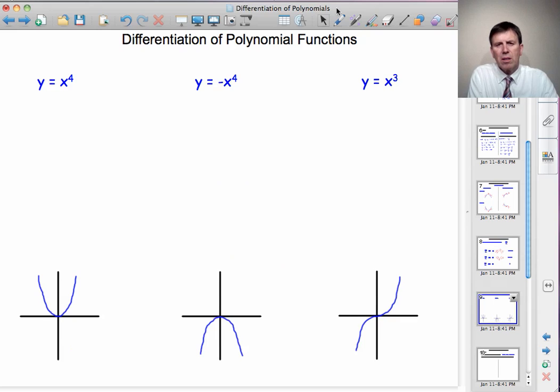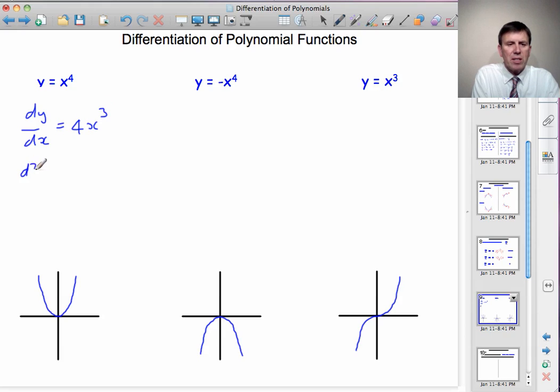Let's look at these curves: y equals x to the power 4, y equals minus x to the power 4, and y equals x cubed. And I've got sketches of the graphs here. Here's the graph of y equals x to the 4, here's the graph of y equals minus x to the 4, and here's the graph of y equals x cubed. Now let's suppose I find dy by dx. dy by dx is equal to 4x cubed. And d2y by dx squared, if I differentiate again, is equal to 12x squared.